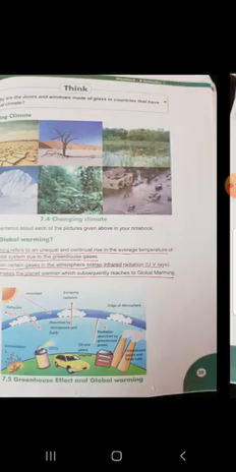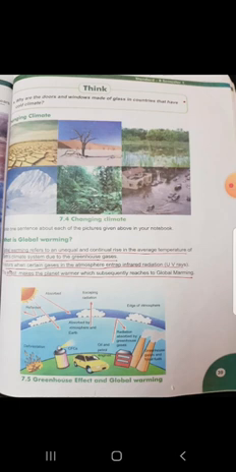Now page number 39. Changing climate. Here 6 pictures are given of different types of climate. Write one sentence about each of the pictures given above in your notebook, and the activity is given that you have to watch the picture and you have to write one sentence on it. What is global warming?